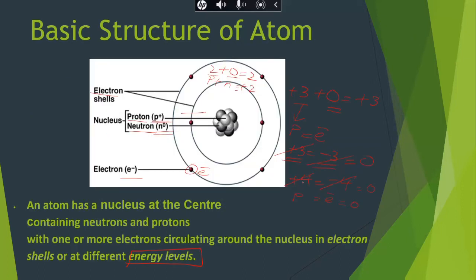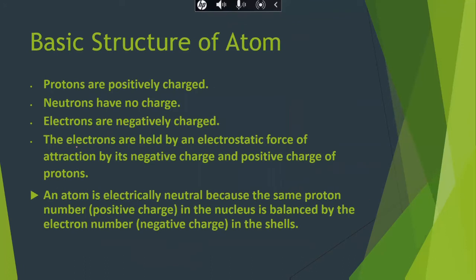Protons are positively charged, neutrons have no charge, and electrons are negatively charged. So the electrons are held by an electrostatic force of attraction between their negative charge and the positive charge of protons. So an atom is electrically neutral. Now do you understand how an atom is electrically neutral? Because of the same number of positive and negative charges. So the overall charge of an atom is neutral, meaning 0, because the proton number, the positive charge in the nucleus, is balanced by the electron number, the negative charge in the shells.